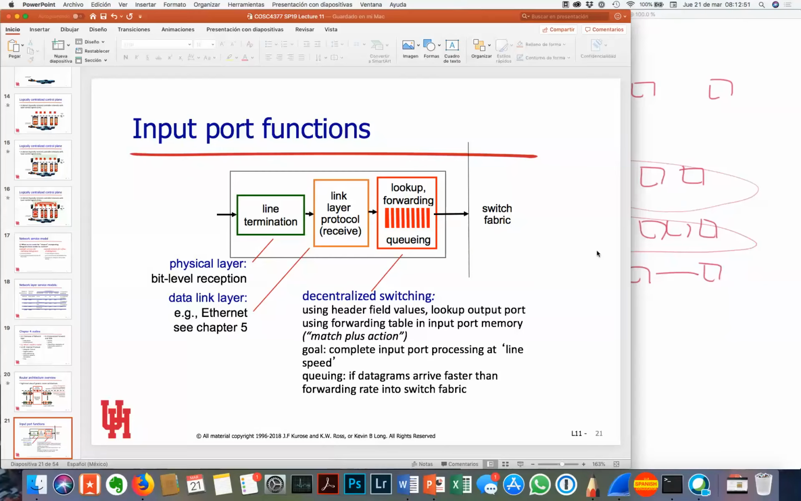Once that's done, you've sort of decided whether you have a good frame or not. You've checked its error code. You've received the entire frame. You've thrown it out if it's corrupted or you think it is. And if it's not, you peel off the layer 2 and you hand the layer 3 datagram to this decentralized switching module inside the input card.